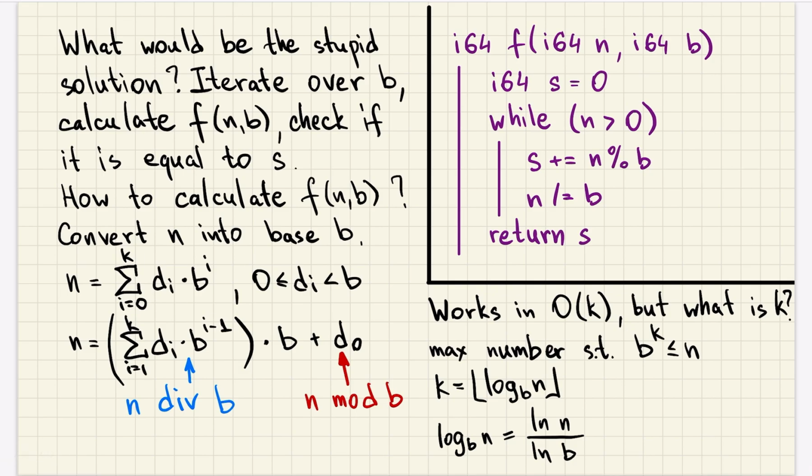What would be the stupid solution? We can iterate over b, calculate the sum of digits, and check if it is equal to s. How to calculate the sum of digits? Well, we have to convert n into base b and calculate the sum of digits. So what does it mean to write the number in base b? Well, we should find such digits d_i such that n is equal to the sum of d_i multiplied by b to the power of i, and all d_i's should be non-negative integers, strictly smaller than b.